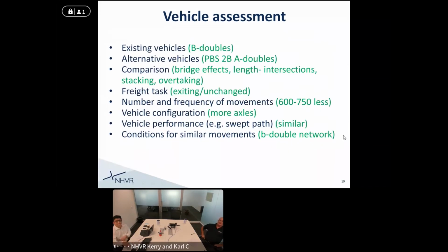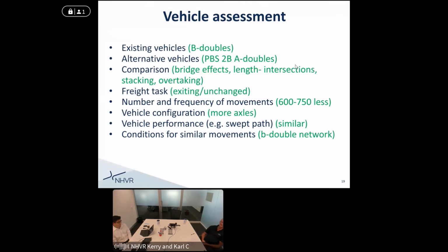So your existing vehicles, the B doubles, your alternative vehicles, the PBS 2B A doubles. What's the comparison? Your bridge effects are going to be greater. Most of these are tier 2, tier 3 rather than tier 1 at those masses. Your length may be an issue, and that's an issue at intersections. Clearing intersections, because although your acceleration is the same, because you're still going to meet the PBS level 2 standard, because your vehicle is slightly longer, you take a longer time to clear that intersection. There are issues with stacking, especially at railway crossings and at intersections. And then overtaking provisions may need to be looked at if you're in a high-speed environment where they've got overtaking lanes and things like that, or overtaking opportunities.